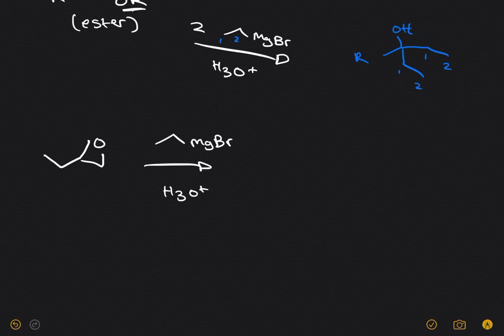We have our minus charge there, the plus charge here. Let me just do this in red. So where's this going to attack? This is the point of attack there. Over here, this is a little more hindered. It's not going to want to attack there. And this is still the carbon attached to the oxygen, so it's electrophilic. And so our nucleophile is going to attack right at that point.